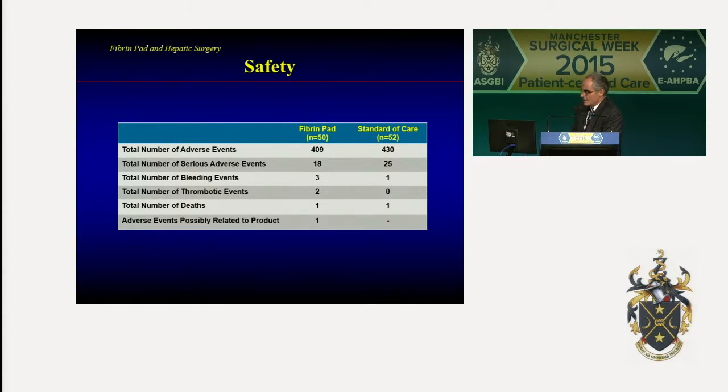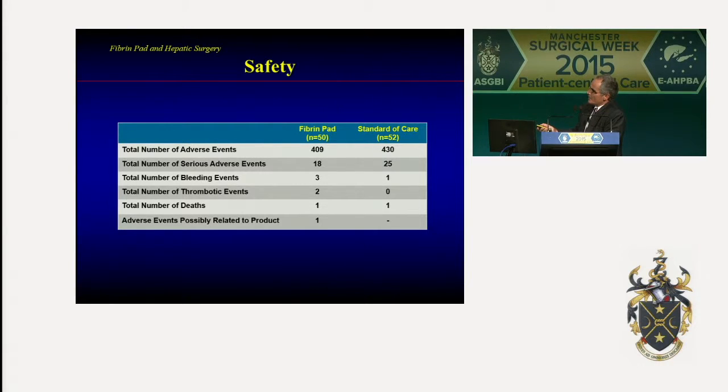The adverse events: similar numbers of adverse events were recorded in both groups, 18 and 25 serious adverse events. I guess the elephant in the room with this is the potential bleeding events and the potential thrombotic events. There were 3 bleeding events in the fibrin pad group: 1 patient with an unexplained anemia that wasn't transfused, and 2 wound hematomas, with 1 wound hematoma in the standard of care group. All the wound hematomas didn't need any intervention.